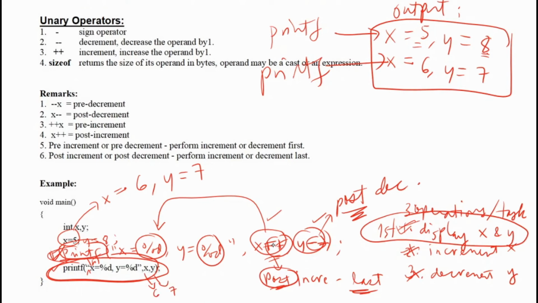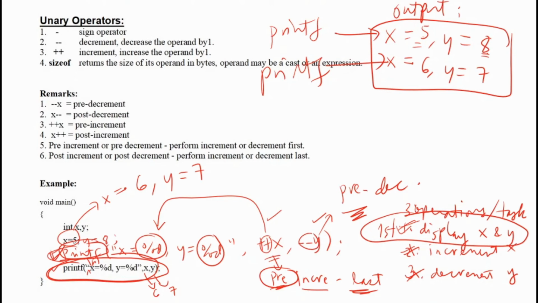Now, what if these are not post-increment and post-decrement? What if these are pre-increment and pre-decrement? So this would be pre-increments. So this is plus plus x, and this is minus minus y. So this is now pre-increment, and this one is pre-decrement.